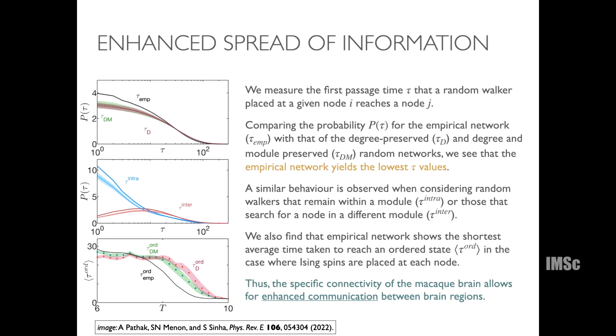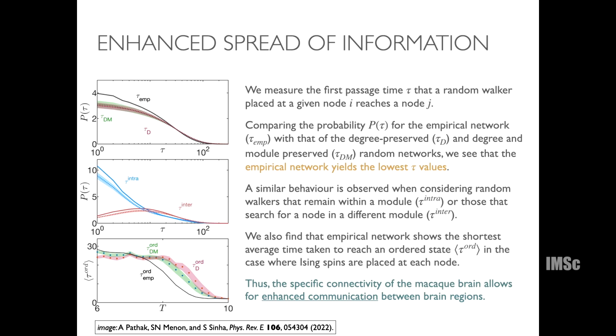You think that when you randomize it, you're now reducing the path length, and so you're going to be able to have information flow more quickly. But no, in fact, it's the empirical network along which information can travel quicker. If you just consider the flow of information within a module compared to across modules, of course it's quicker within the module, but even so, the solid line represents the empirical network, and that is quicker in both cases.